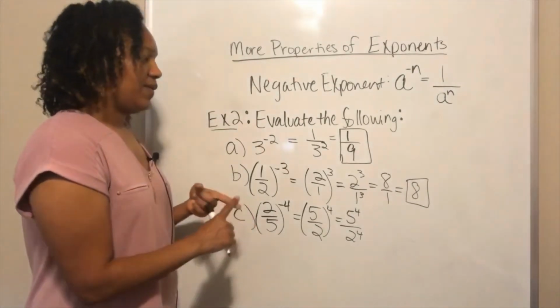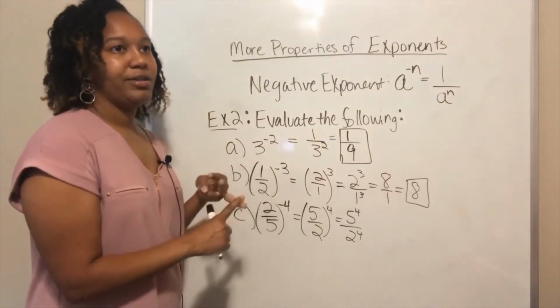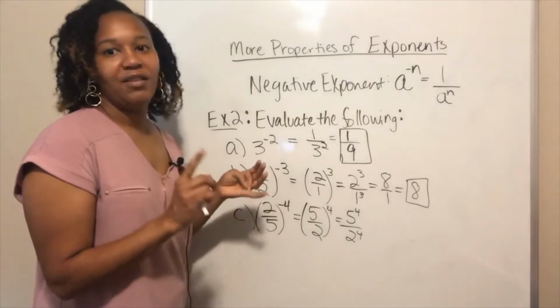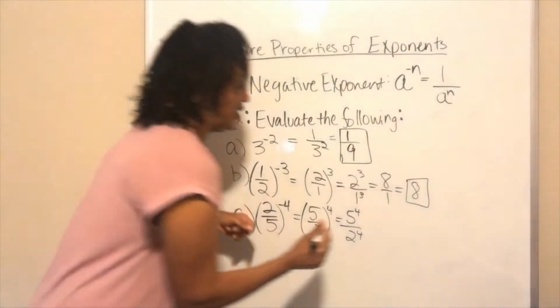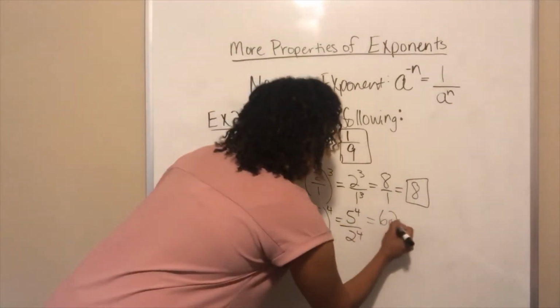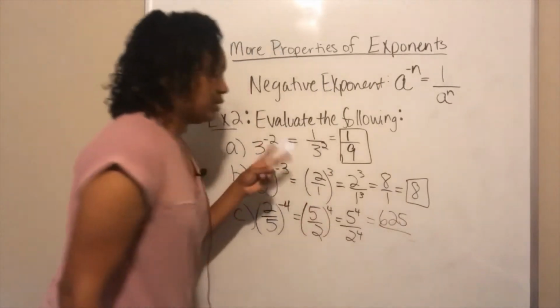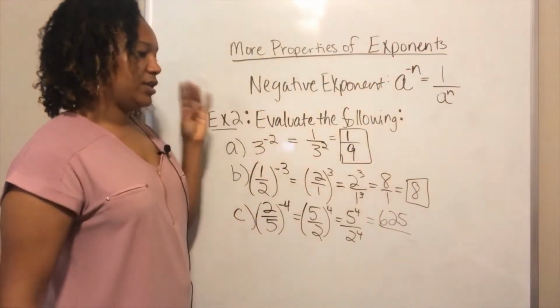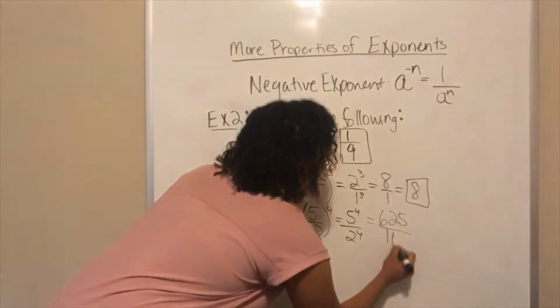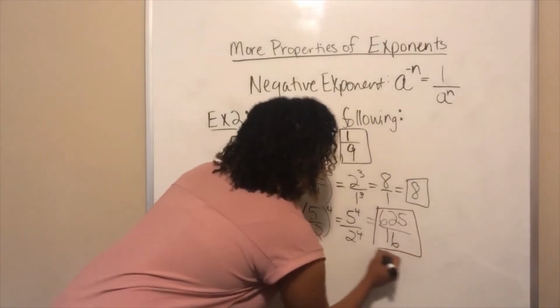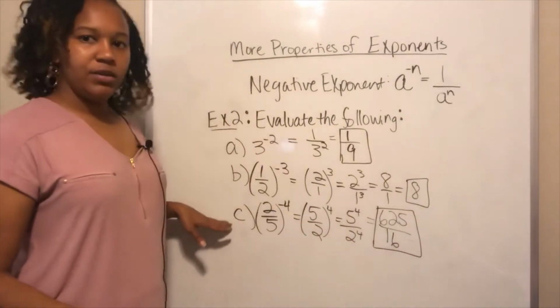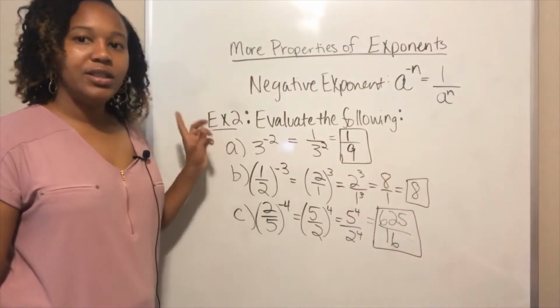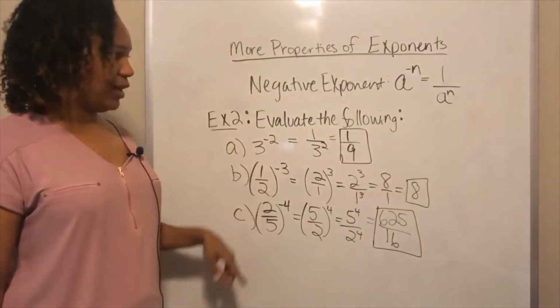5 to the 4th is 5 times 5, which is 25, times another 5, which is 125, times another 5, which is 625. And 2 to the 4th is 2 times 2 is 4, times another 2 is 8, times another 2 is 16. So this is 625 over 16. That will be your final solution for part C. So this is how you would simplify using negative exponents.